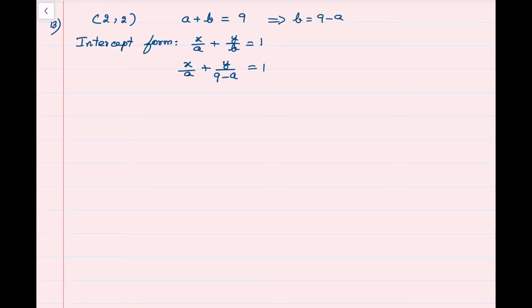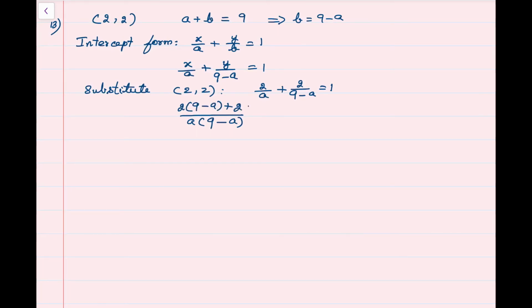This line passes through (2, 2). Let us substitute (2, 2) in this line equation. We get 2 divided by a plus 2 divided by (9 minus a) is equal to 1. We will take the LCM. The LCM is a times (9 minus a). Therefore, we get 2 times (9 minus a) plus 2a is equal to a times (9 minus a). 18 minus 2a plus 2a is equal to 9a minus a square. We get a quadratic equation in a.